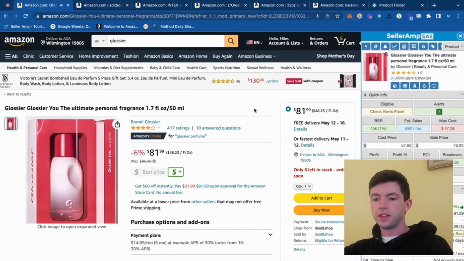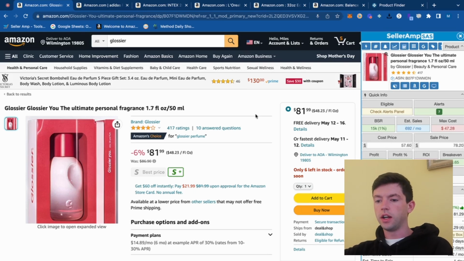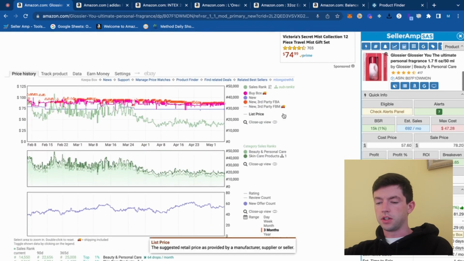We're going to start out looking at this Glossier product right here. In order to get set up, you're going to want to get a Keepa subscription. It runs about 20 bucks a month. You can do it on Keepa.com. Then you're going to want to attach it to your Google Chrome. Now we can scroll down here and take a look at how the extension works.